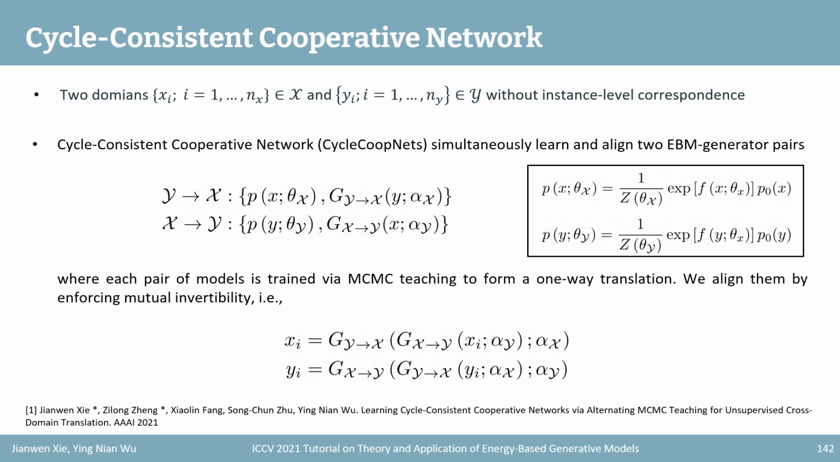The generator G from Y to X, parameterized by an encoder-decoder, maps an example from source domain Y to the target domain X. While the energy-based model P of X further refines the mapped result by Langevin Dynamics, such that the revised results match the examples in the target domain in terms of statistical properties. The other pair accounts for the other direction of translation. Two directions of mapping are aligned by enforcing mutual invertibility on the two generators.